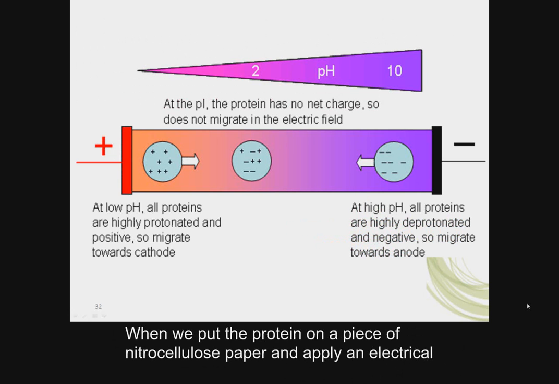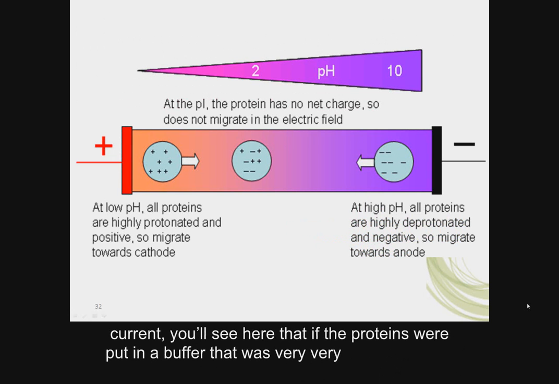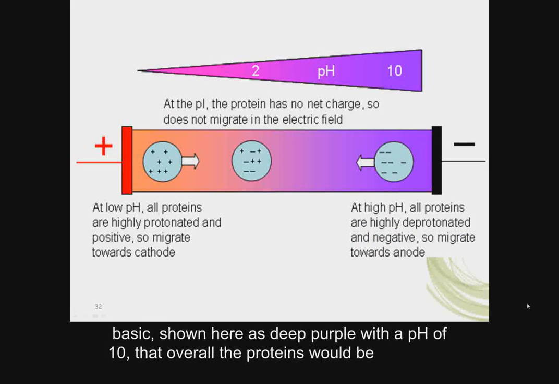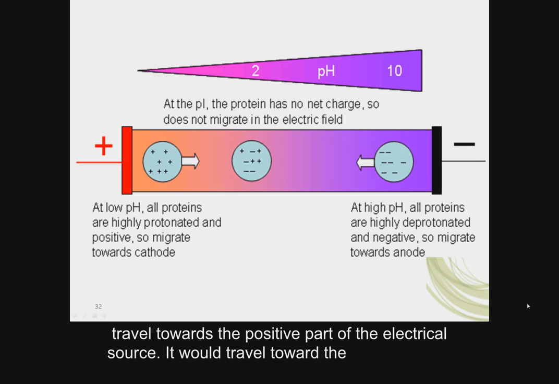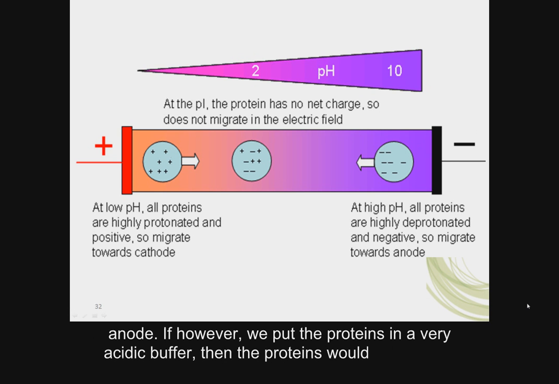When we put the protein on a piece of nitrocellulose paper and apply an electrical current, you'll see here that if the proteins were put in a buffer that was very basic, shown here as a deep purple with a pH of 10, that overall the proteins would be deprotonated and they would be negatively charged. And therefore the proteins would travel towards the positive part of the electrical source. They would travel toward the anode.